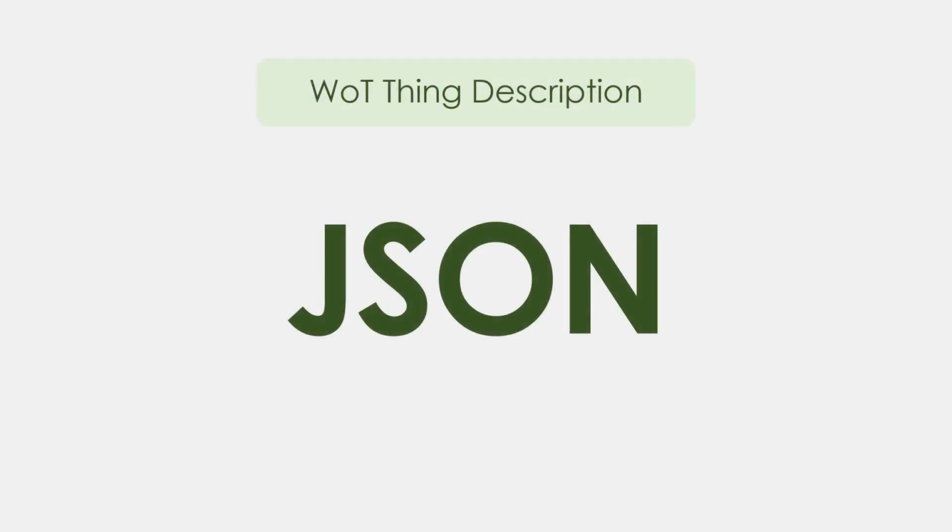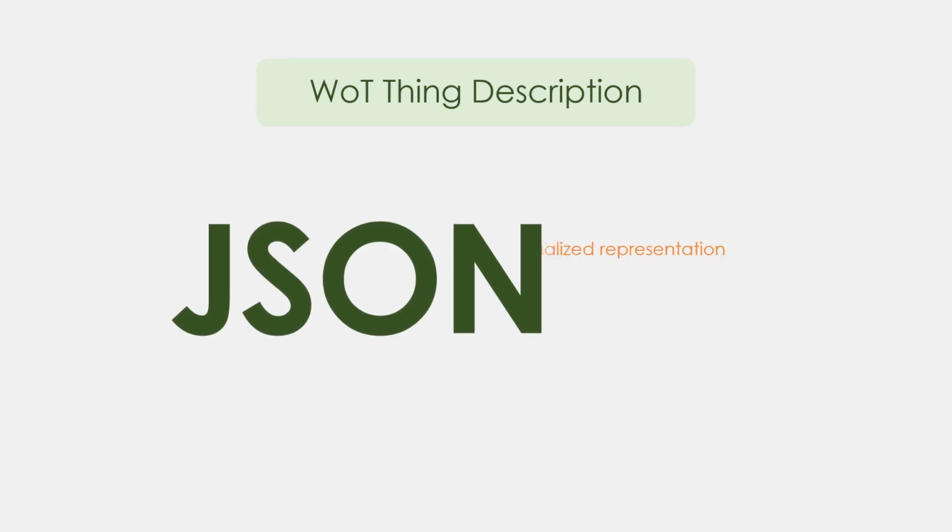Let's begin with the thing description, or TD, a key component of WoT. All TDs can be processed just like normal JSON documents. Essentially, a TD defines an information model using a semantic vocabulary and a serialized JSON representation. It provides both human and machine-readable metadata describing the capabilities of a thing.